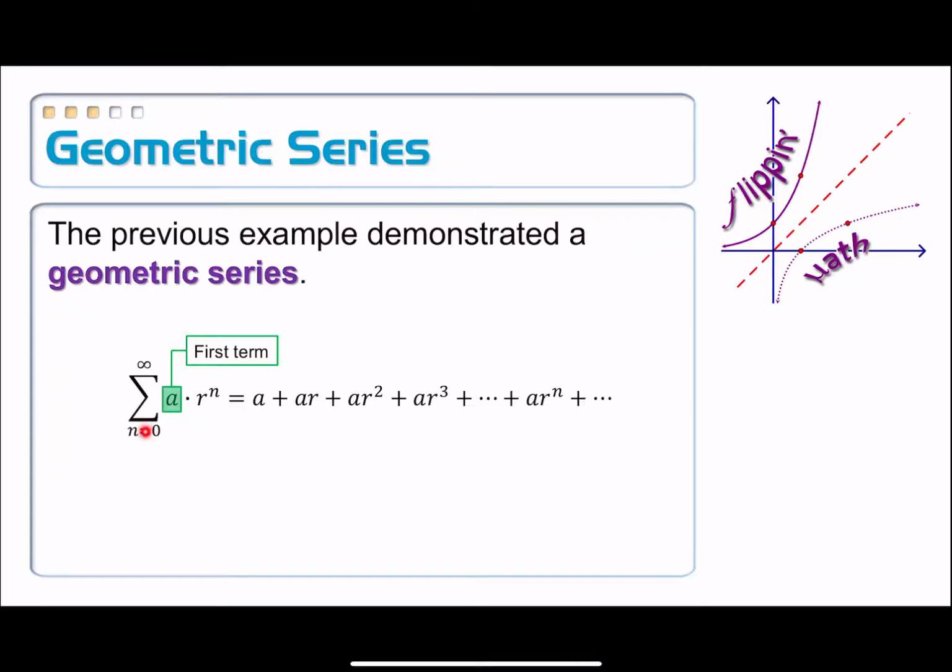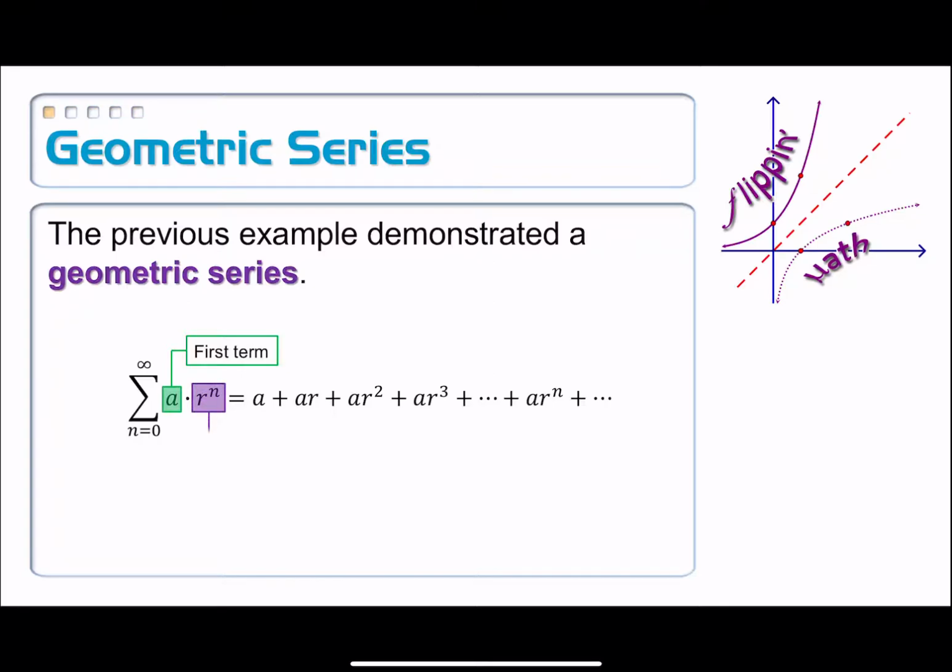If n started at 1 or some other number, in order to get what the first term is, I would just have to plug that number into the formula. Let's say I plug in 1. It'd be a times r raised to the first power, so our first term is actually a times r. Sometimes I need to know that, and as you'll see in a little bit, it's part of the sum of this particular series.